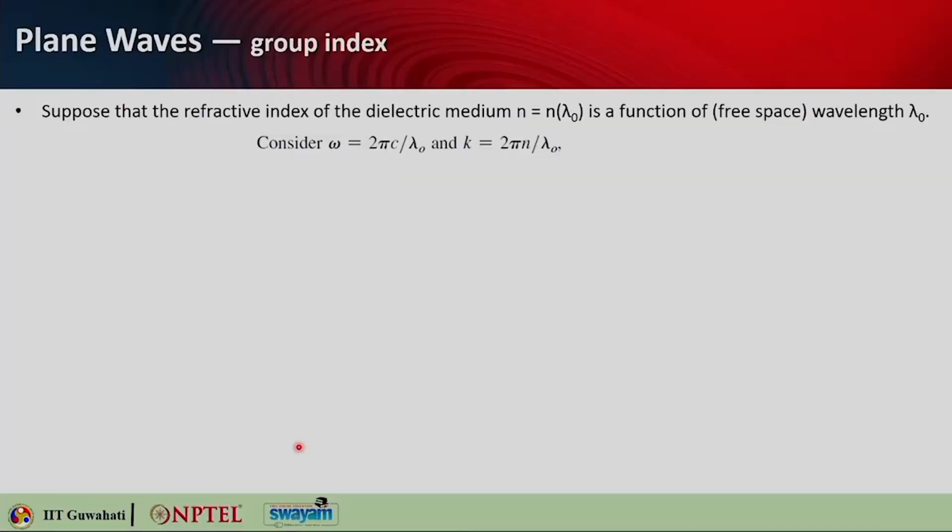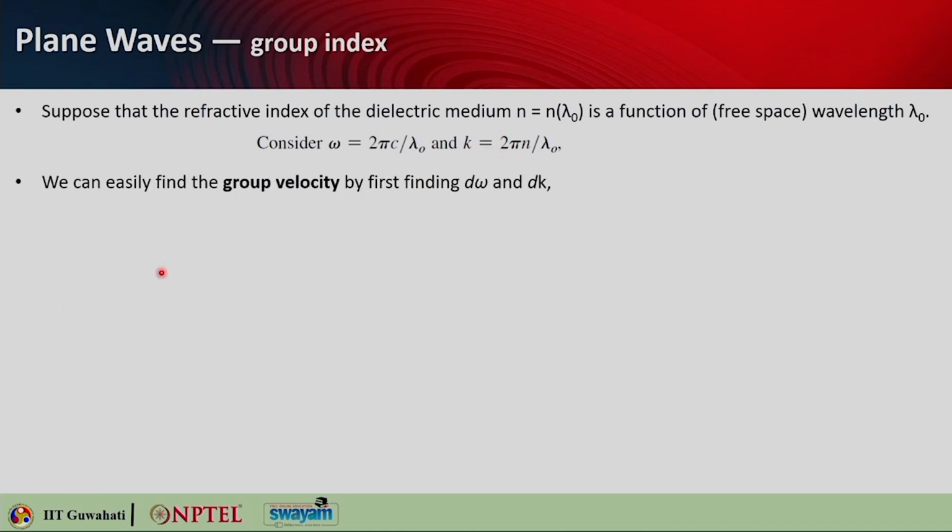Okay, so that brings a new concept here, that is called group index. If you consider the refractive index of the dielectric medium, n is basically a function of the wavelength. So n is basically n of lambda naught, that is the refractive index is a function of free space wavelength lambda naught. In that case you can consider omega equals 2 pi c over lambda naught, and k is nothing but 2 pi n over lambda naught.